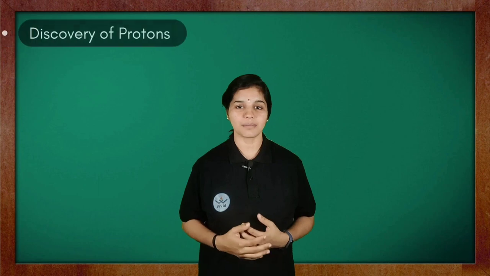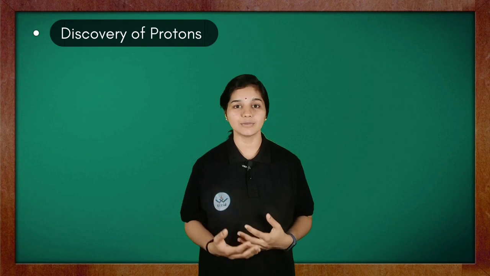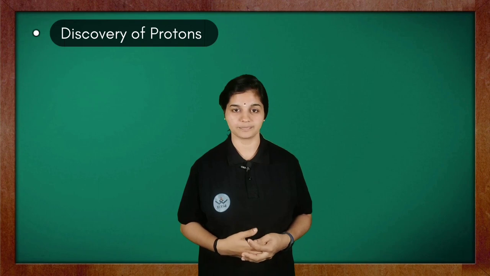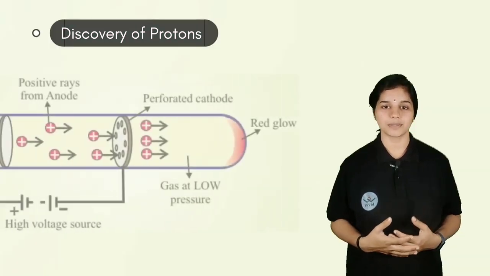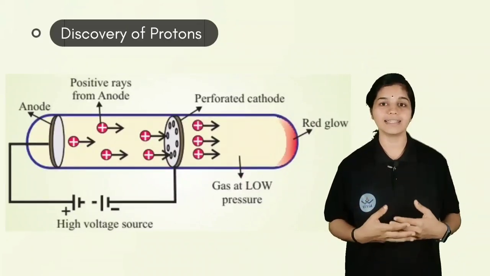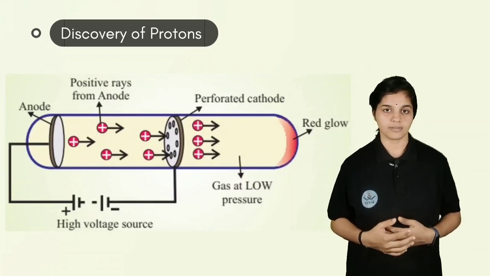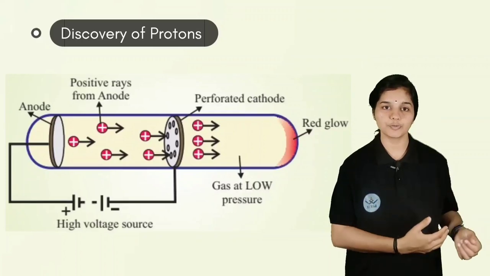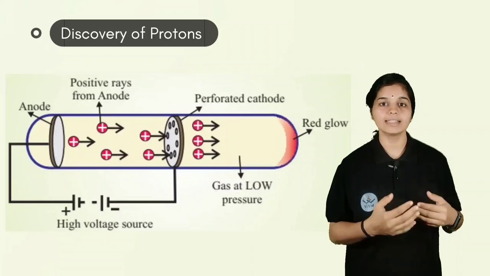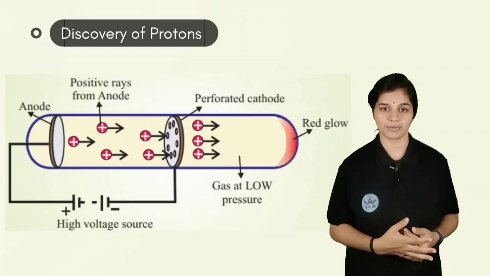The discovery of subatomic particle proton was done by Goldstein, and he used modified cathode ray tube experiment for the discovery of protons. During the experiment, it was observed that the rays traveled from anode to the cathode, and these rays were termed as canal rays. As these rays deviated towards the negative side of electric and magnetic field, it was considered that these rays consist of positively charged particles called as protons.